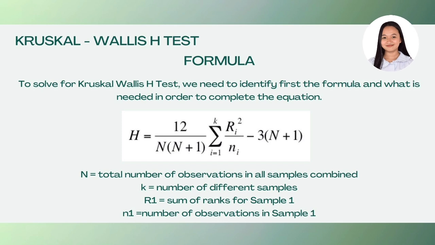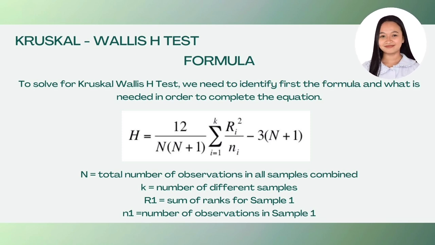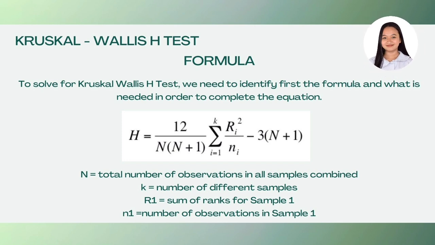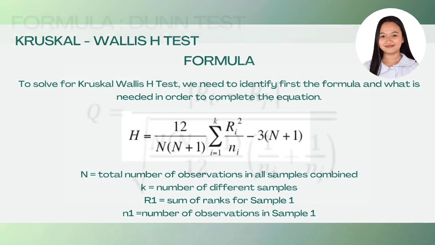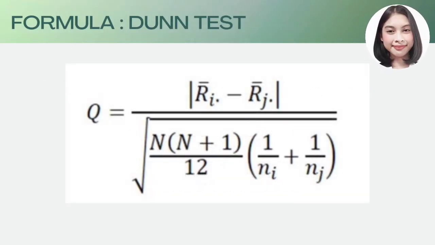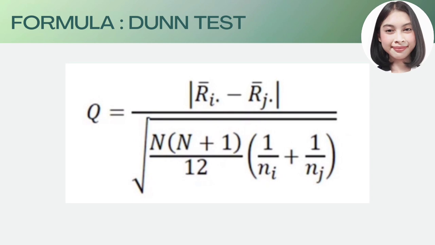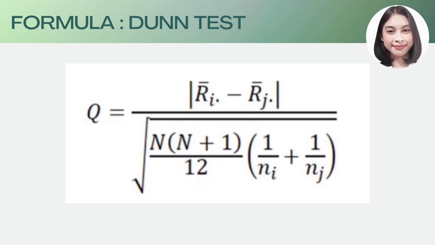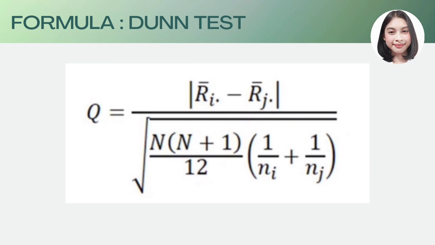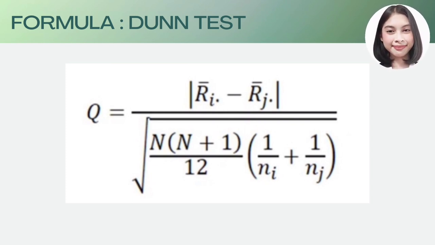The Kruskal-Wallis test is represented by H. The formula of it is as follows. H is equal to 12 divided by the quantity of N multiplied by N plus 1, times the summation of R squared divided by n, minus the quantity of 3 multiplied by N plus 1. The formula of Dunn test is the absolute value of Ri minus Rj over the square root of N times N plus 1 divided by 12 times 1 over ni plus 1 over nj.